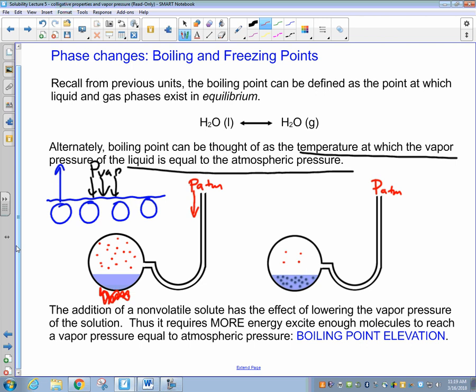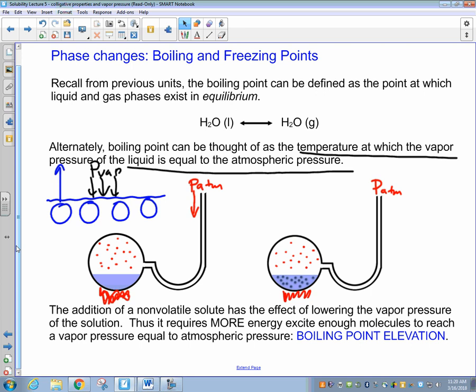And as we saw on our previous slide, the way we can increase the vapor pressure of a solution is to, again, heat it up. But because the vapor pressure is now lower, it's going to require more heat to get enough molecules to enter into the gas phase. The net effect is, therefore, by dissolving a non-volatile solute into the solution, the boiling point of the solution has a tendency to increase. We call this the boiling point elevation due to the process of dissolving a non-volatile solute into the solution.